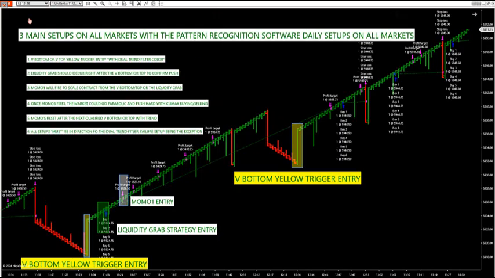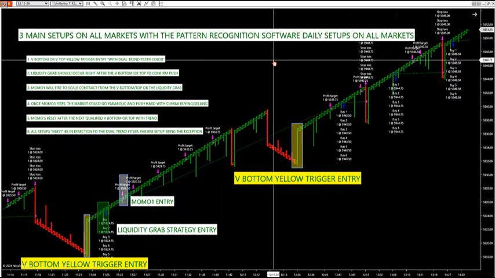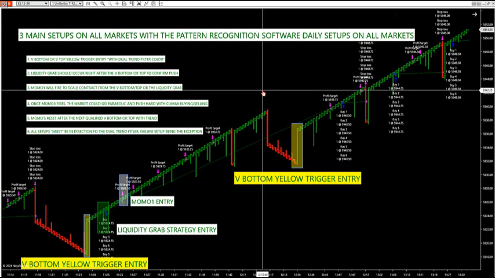News comes out here at 8:30. So I sent this out to you yesterday. Gerald sent this out to you. 3 main setups on all markets with the pattern recognition software. So this works on all markets right across the board. All futures, stocks, currency. You can even trade crypto with this pattern recognition software. There's certain patterns that happen daily in the market.